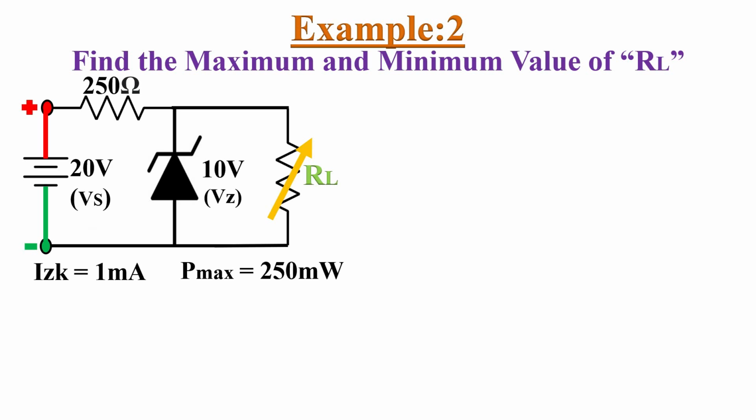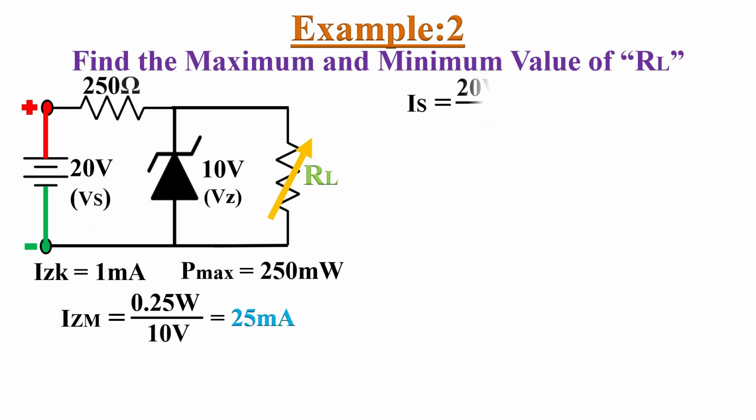So the maximum Zener current Izm equals 250 milliwatts divided by 10 volts. That gives 25 milliamperes of maximum Zener current. Now the source current Is equals the voltage drop across this 250 ohm series resistor, that is 20 volts source voltage minus 10 volts Zener voltage, divided by 250 ohms resistance. That gives a source current of 40 milliamperes.